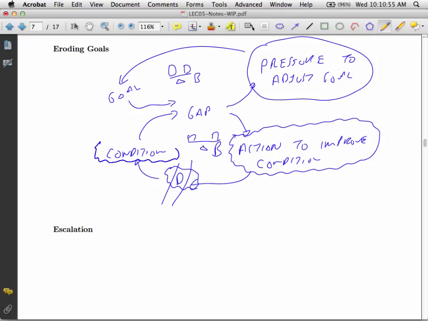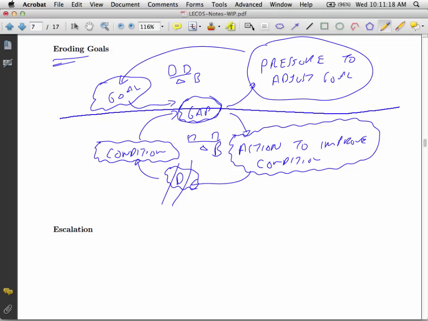But once we get past those conditions and we get more profitable, then we'll have the resources to really close the gap. Well, there's pressure to adjust those goals. What if we just reduce the number of people on a crew and so on and so forth? That has an impact on the goals. So the goals are eroding, versus actually focusing down here on the condition piece.